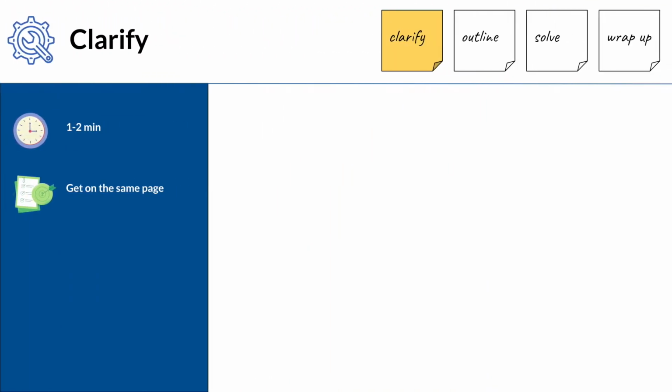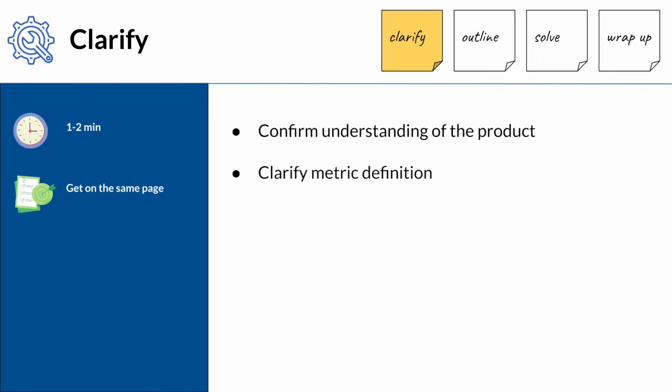As always, we start with clarifying questions. Here you need to understand the product, the metric, and case objectives. If the question comes as a follow-up to a goal-setting problem, which is what often happens, then you probably already understand the product and the metric, and you just need to validate your case objectives and state relevant assumptions.